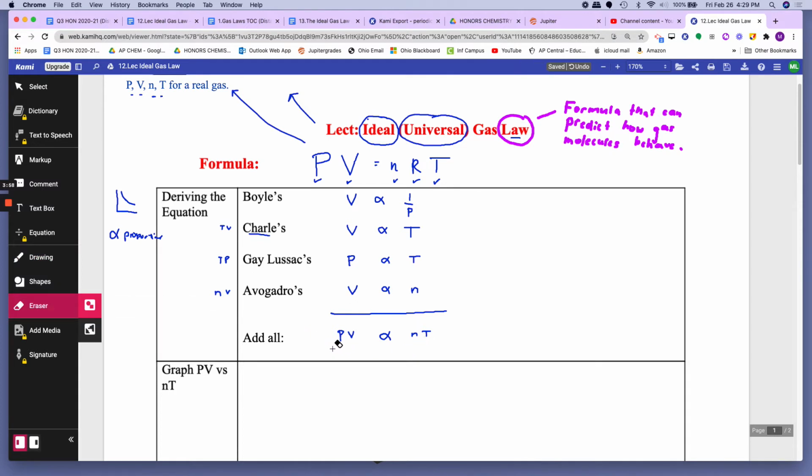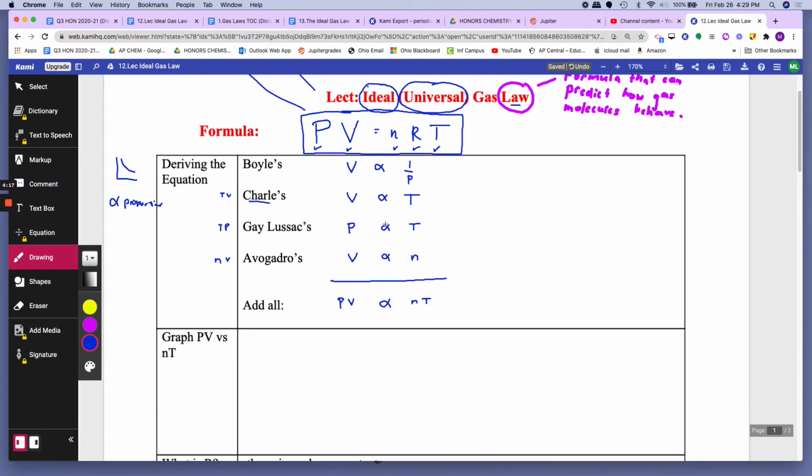So all I'm doing is that the V is proportional to these two, and inversely proportional to the P. And you can see it almost looks like the formula here. And remember, all I'm doing is I'm just deriving this equation, okay? Where does it come from?